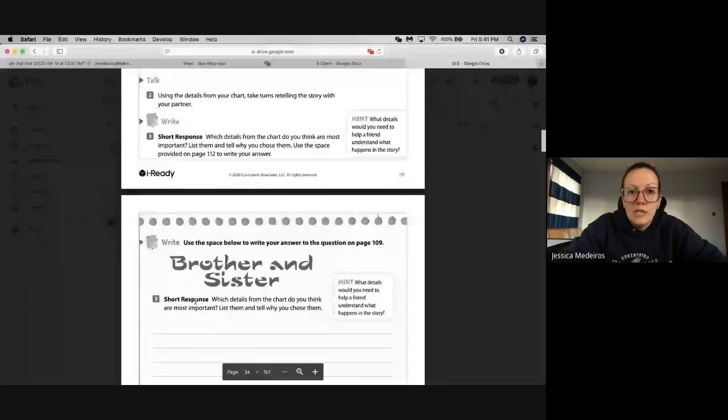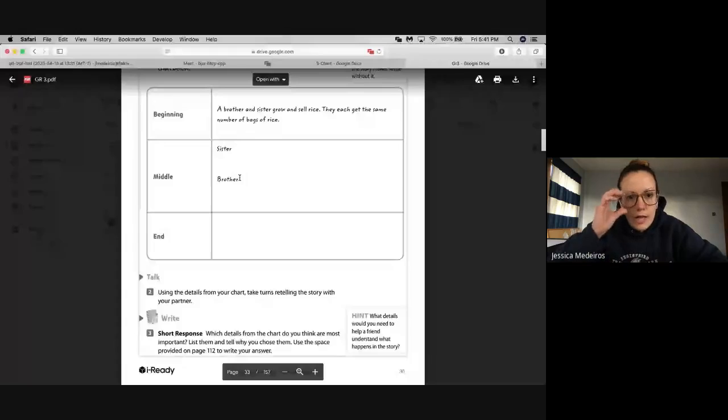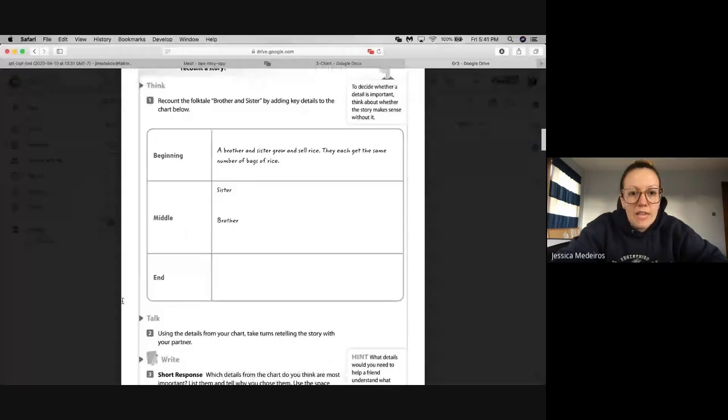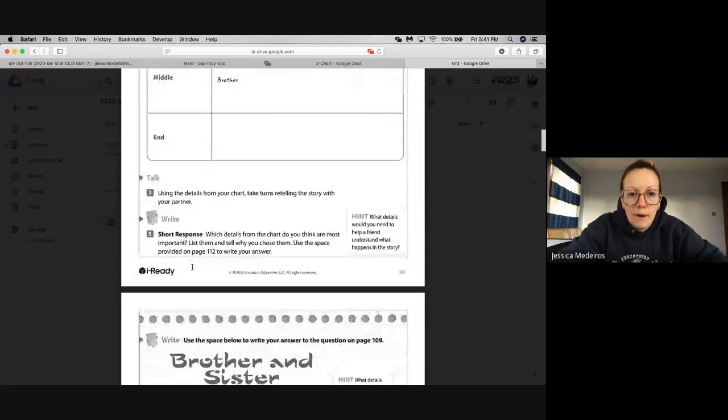Okay. Number 2 says talk. Using the details from your chart, take turns retelling the story with your partner. If you don't have a partner who's in your class, you can talk to somebody in your family and tell them what happened in the beginning, in the middle, and the end of the story. Then we're going to write about it.